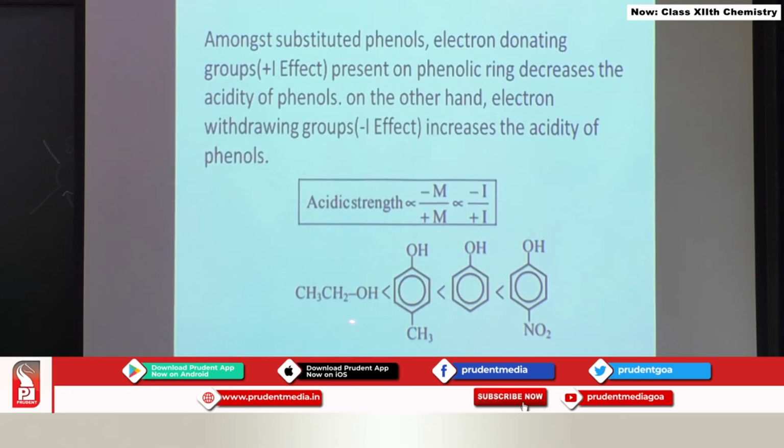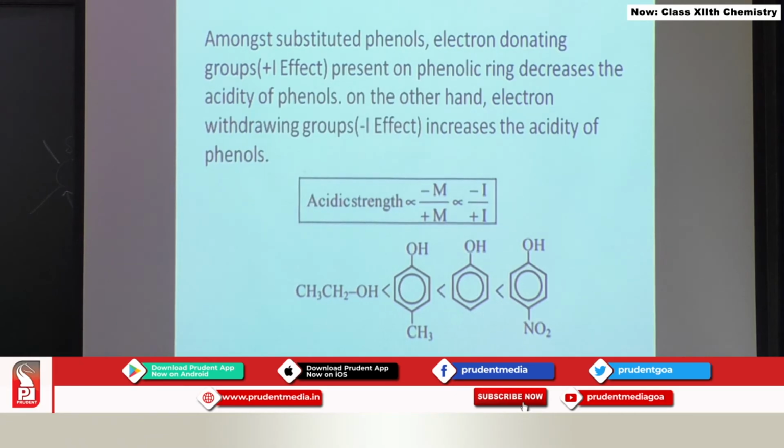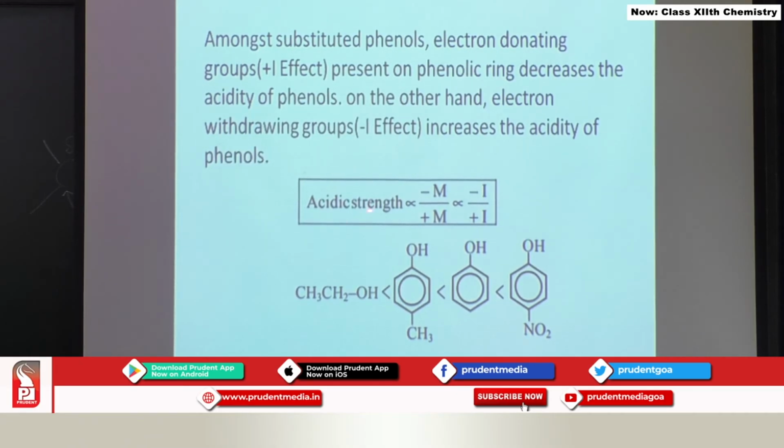Among substituted phenols, what is the condition of acidity that we are going to see here? See, acidic strength is directly proportional to the negative I effect and inversely proportional to the positive I effect. We have seen that phenols are more acidic than alcohols. Now, if electron donating group is present in phenols, then this electron donating group is going to decrease the acidity of phenol. On the other hand, if you have electron withdrawing group on the phenolic ring, then they are going to increase the acidity of phenols.